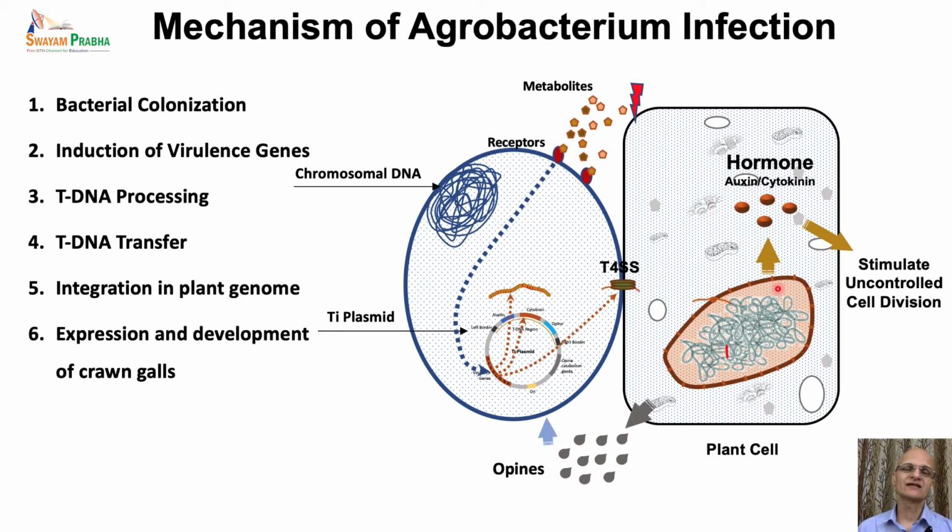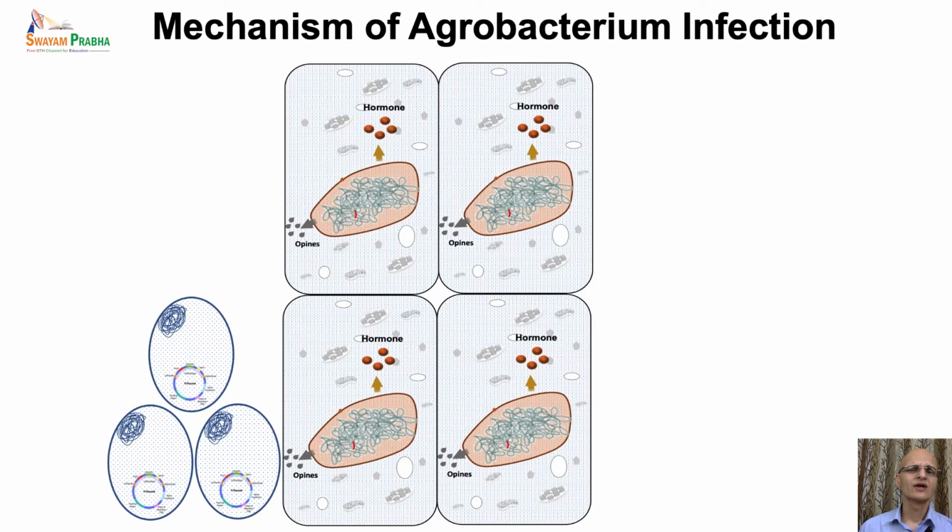And second, they will keep on synthesizing the hormones, which will make more and more hormones, which leads to the uncontrolled cell division. So basically, formation of these hormones will stimulate, like if it was infected in one particular cell, formation of these hormones will stimulate the division of cells.